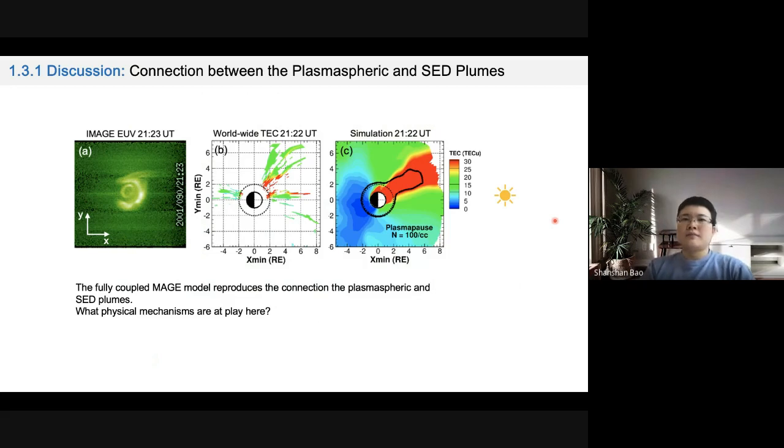So here we first investigate the connection or joint evolution of the plasmaspheric and the SED plume. For this event, here is a UV image at some certain time point during the storm main phase, and we map the TEC observation using the MAGE magnetic field, and we can see the orientation of this plasmaspheric plume and TEC plume match fairly well.